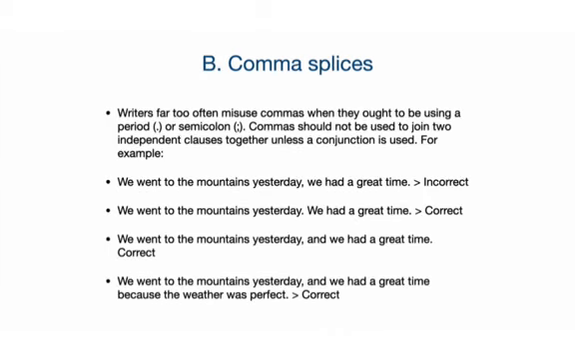Comma splices. Writers far too often misuse commas when they ought to be using a period or semicolon. Commas should not be used to join two independent clauses together unless a conjunction is used. For example, we went to the mountains yesterday. We had a great time. Incorrect. We went to the mountains yesterday. We had a great time. Correct. We went to the mountains yesterday, and we had a great time. Correct. We went to the mountains yesterday, and we had a great time because the weather was perfect. Correct.